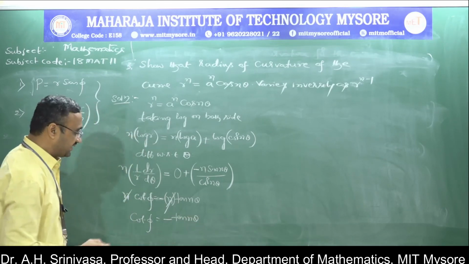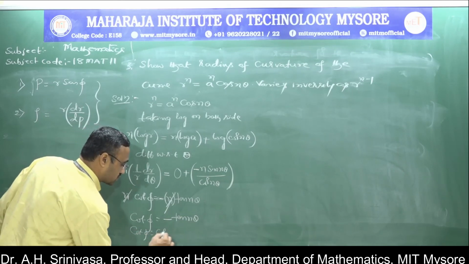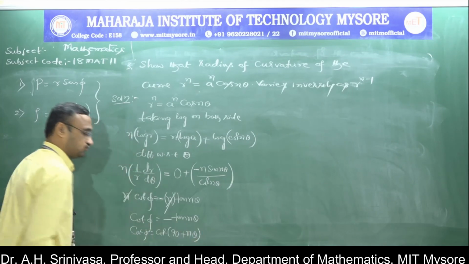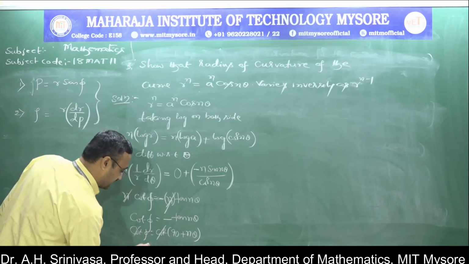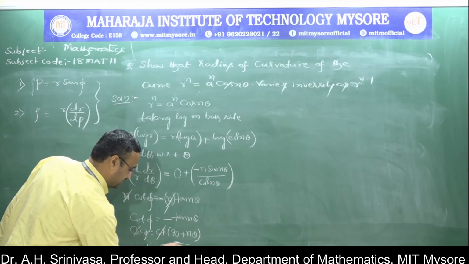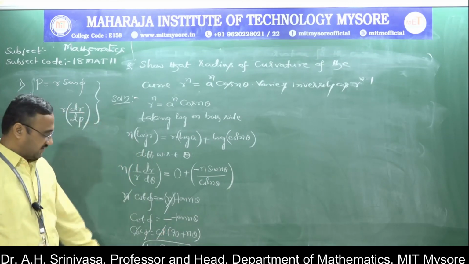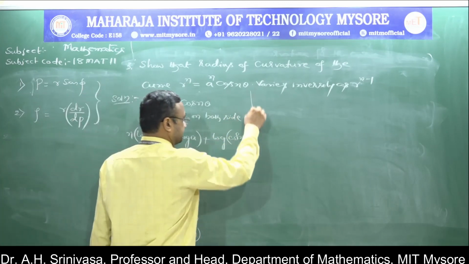Now convert tan in terms of cot. We have to use cot(90 + nθ) using allied angles. Now these two are cancelled. We get the φ value is 90 + nθ. Now I got the cot value. φ value is 90 + nθ. Now use your pedal equation.